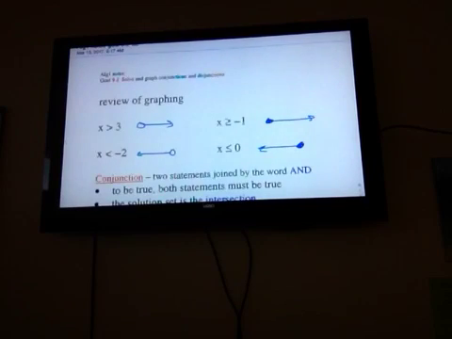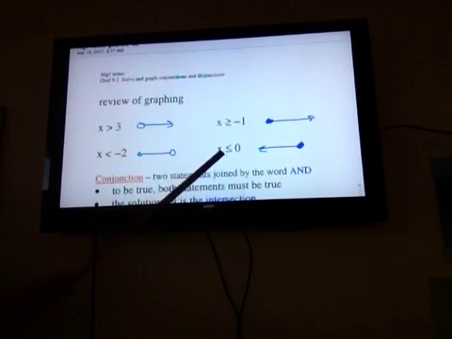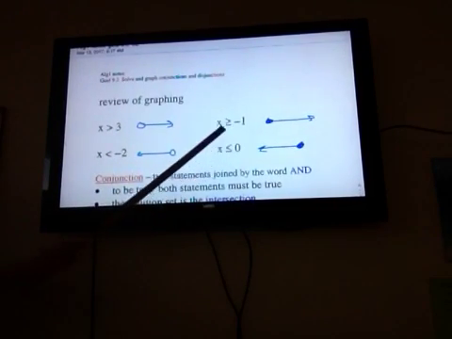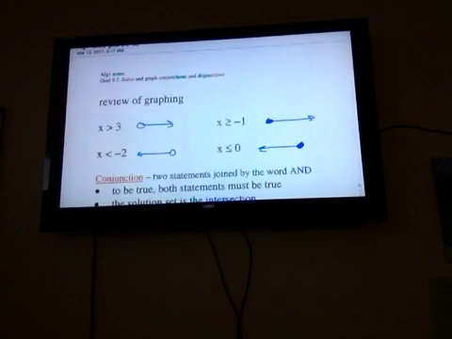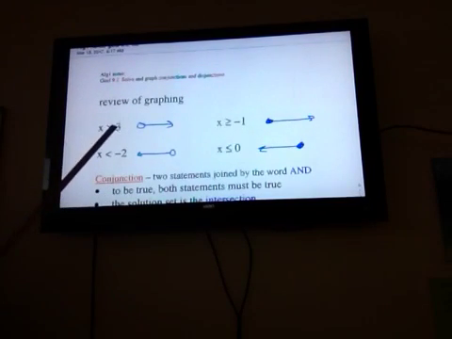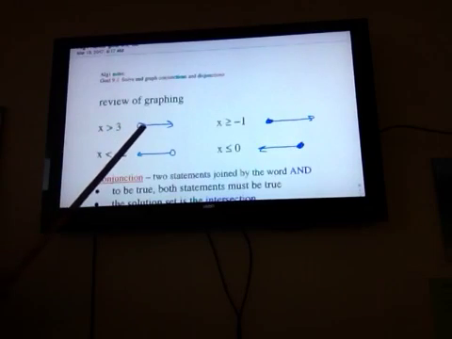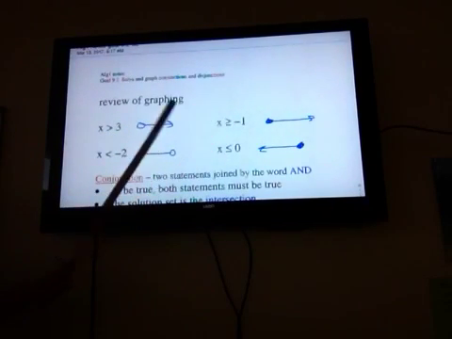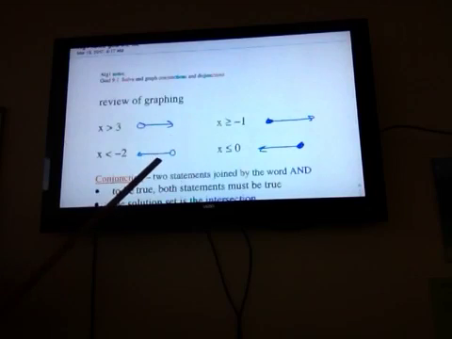When I have a less than or greater than, that's when my circle is open. When I have greater than or equal to, less than or equal to, that's when my circle is closed in. And then the direction of your inequality symbol is the same as the direction of the line if X is on the left side. So this is pointing to the right, which means my line is going to go to the right. These are pointing to the left, which means my line is going to go to the left if X is on the left side.